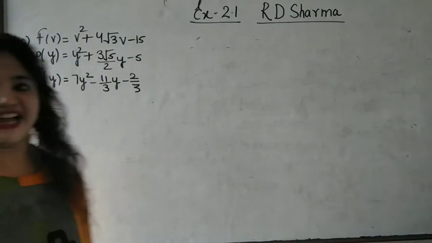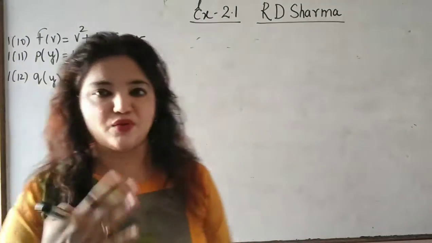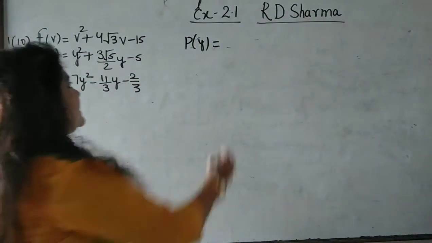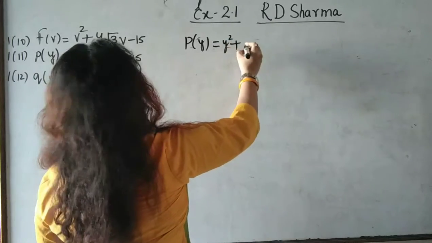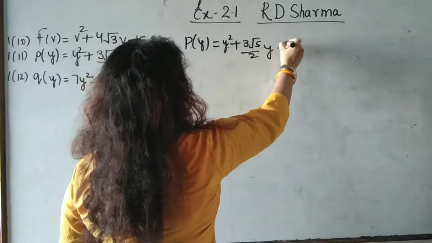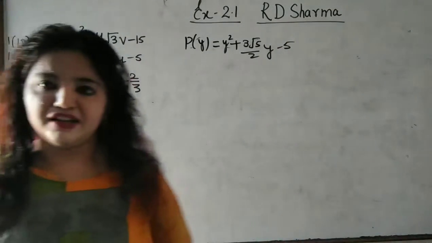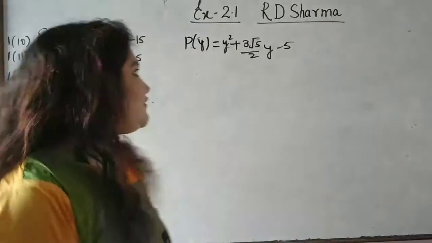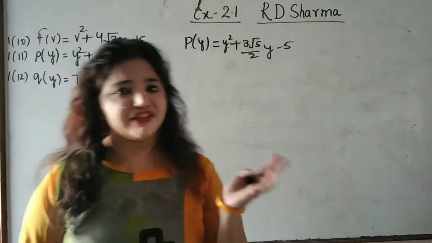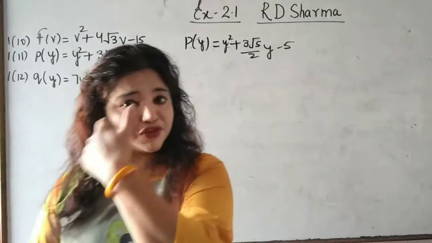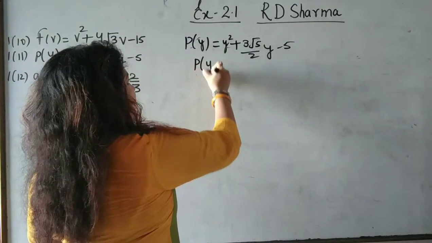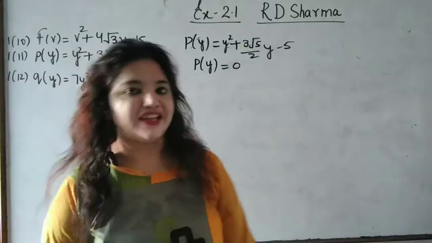11th. This is p(y). Okay, this polynomial we have in the variable y. p(y) is equal to y square plus 3 √5 by 2 y minus 5. This is the given polynomial, and we have to find the zeros first. Okay, so what we will do? We will just equate this polynomial to 0 and we will be solving the polynomial equation p(y) is equal to 0. यही करते हैं ना हम.